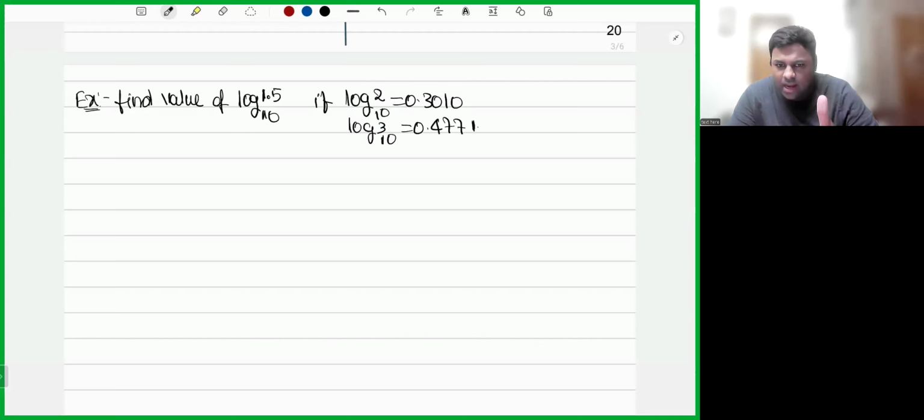He is asking you to calculate log 1.5 to the base 10. Log 2 value is given, log 3 value is given. What do you think is the answer?